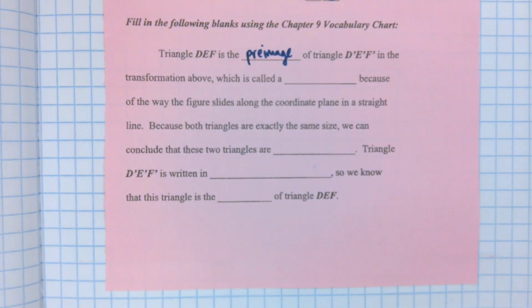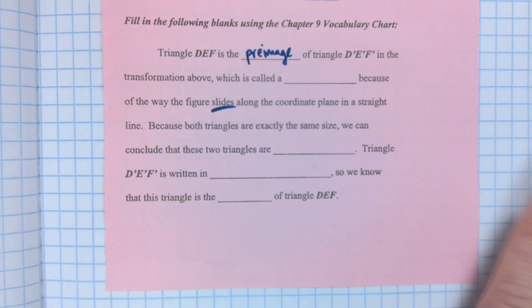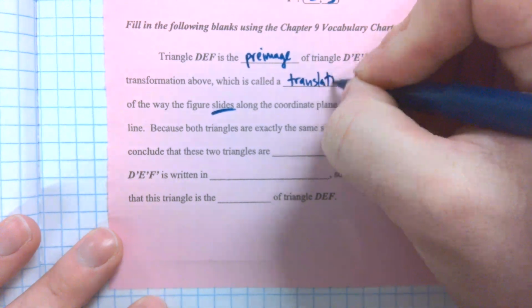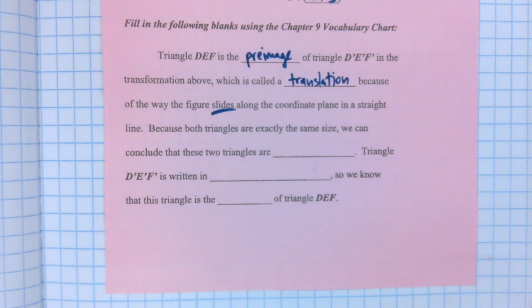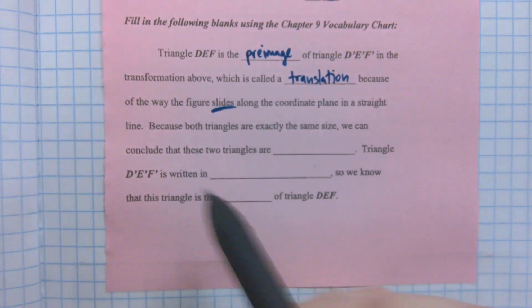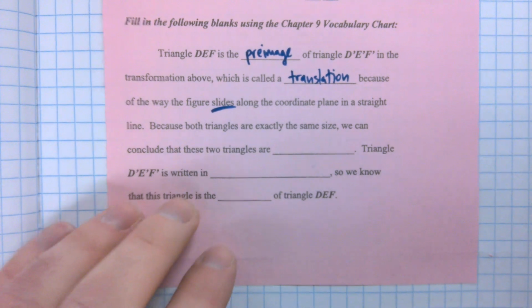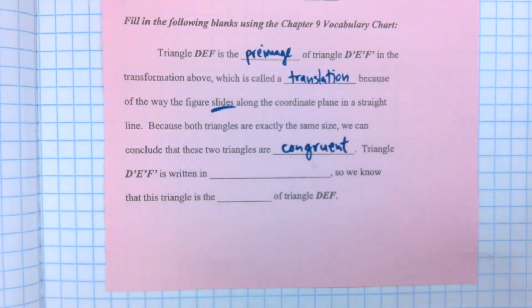Triangle DEF is the pre-image of triangle D prime, E prime, F prime in the transformation above, which is called a blank because of the way the figure slides along the coordinate plane. Ida, what's this one? Translation, exactly. Translation, also known as a slide, only changes the position of our pre-image. That's right. In a straight line, of course. Now, because both triangles have exactly the same size, we can conclude that these two triangles are what, Tina? Congruent, exactly. Same size, same shape, they're congruent.